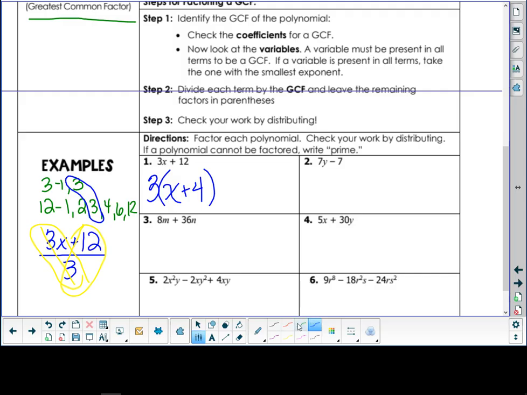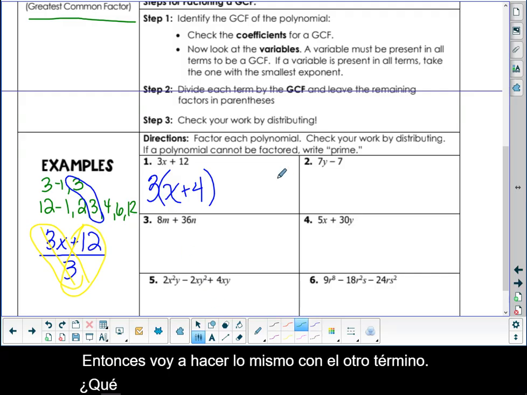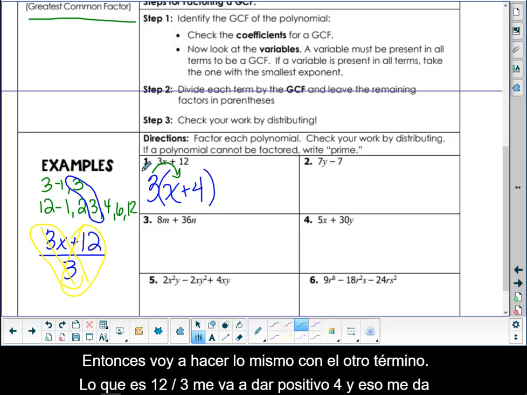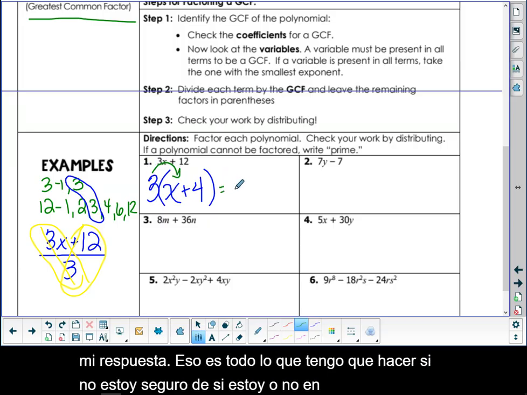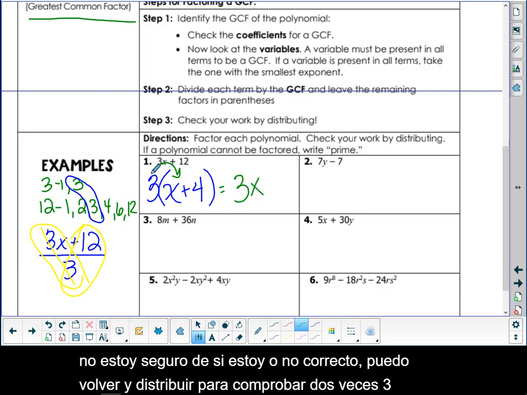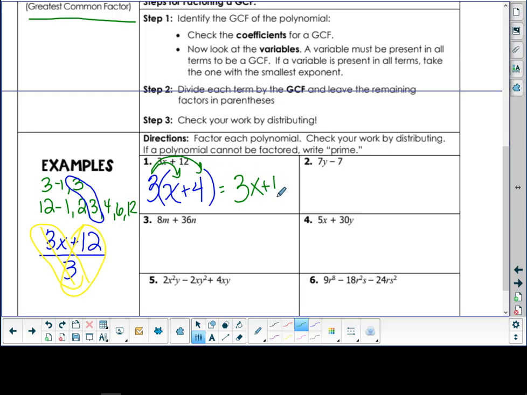If I'm not certain whether or not I'm correct, I can go back and distribute to double check. 3 times x is 3x. 3 times 4 is 12. That is what I got to start with. Therefore, my answer is correct.